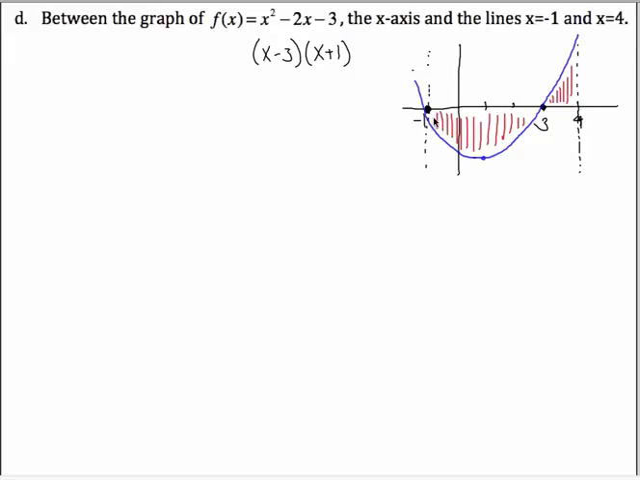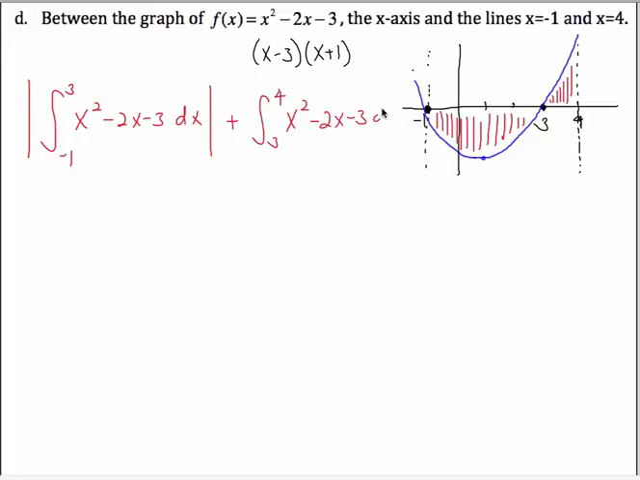Okay. So here, negative 1 to 3, and x squared minus 2x minus 3 dx. And I want to find the absolute value of this because this area is under the x-axis and it's going to be negative. So plus, from 3 to 4, the same function. Okay? Here's a setup, and now I just have to find the integral.